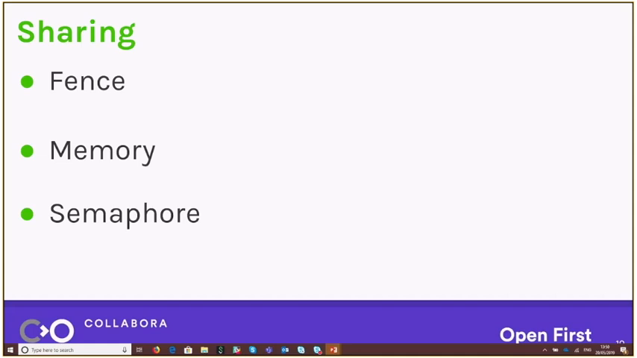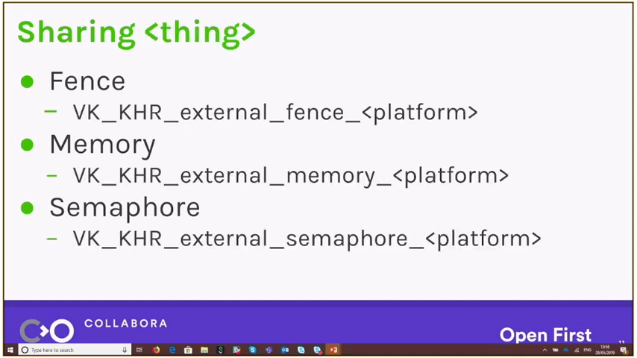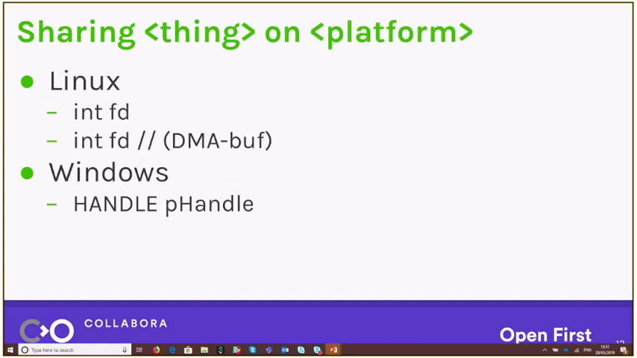So what can we share in Vulkan? We have three things: the fence, the memory, and the semaphore. And they are all under an extension, where you have a KHR external thing and then a platform. So these are the ones that line up.